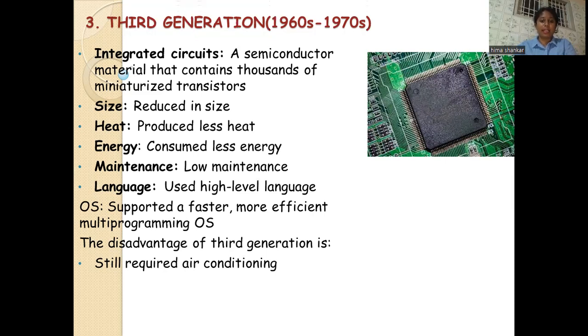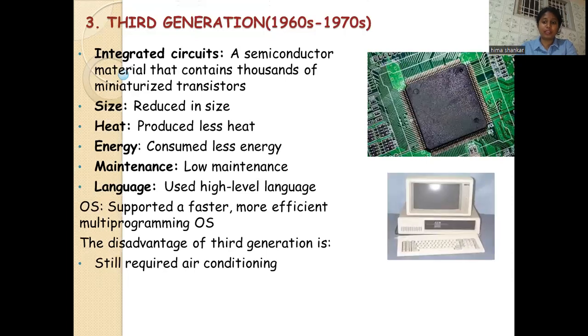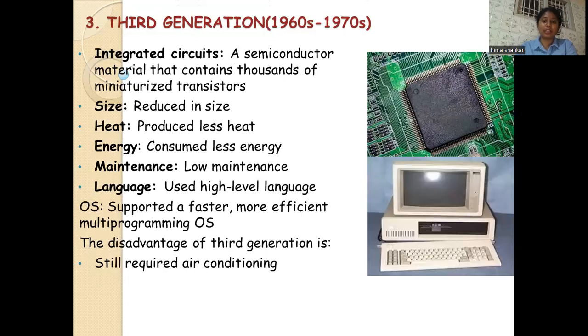High level language and operating system supported a faster, more efficient programming. The disadvantage of third generation is it still required air conditioning. I mean, it would also generate some heat, less heat than the other two generations, but some heat which should have been reduced. So even air conditioning was required. And these are the images of the transistor and the third generation computers.